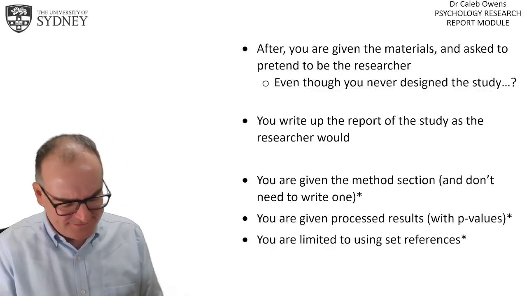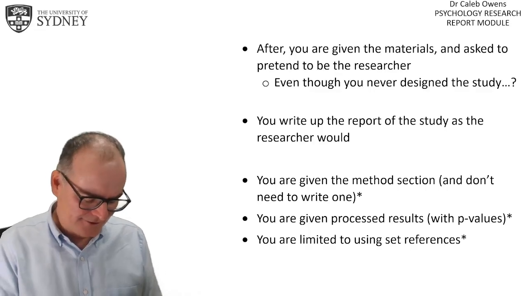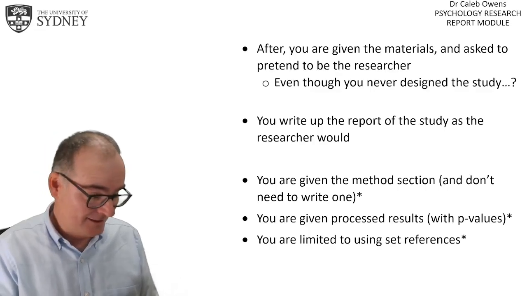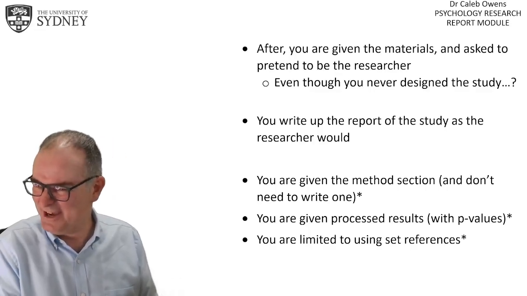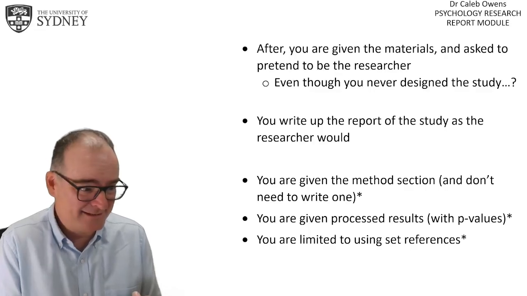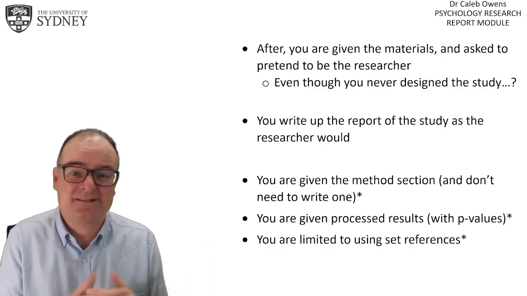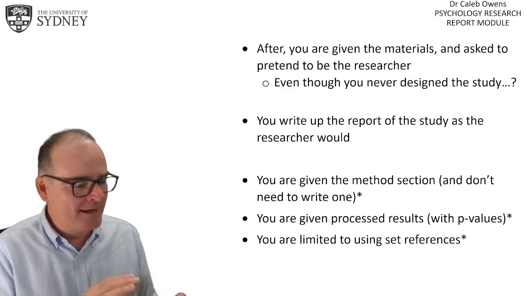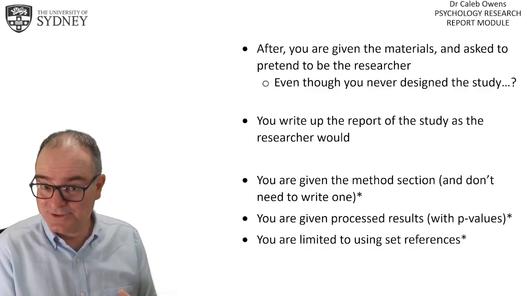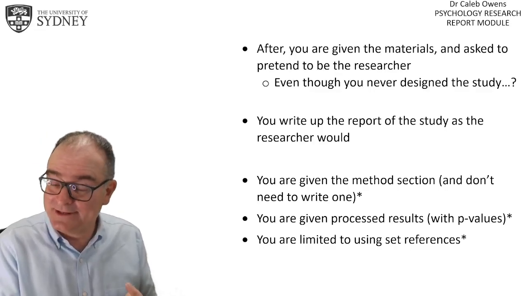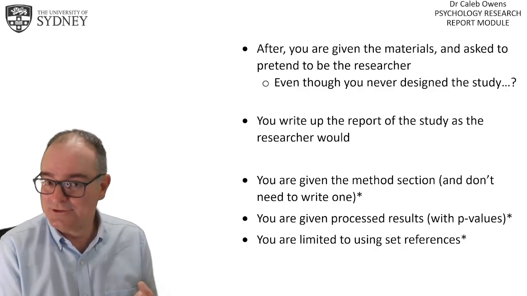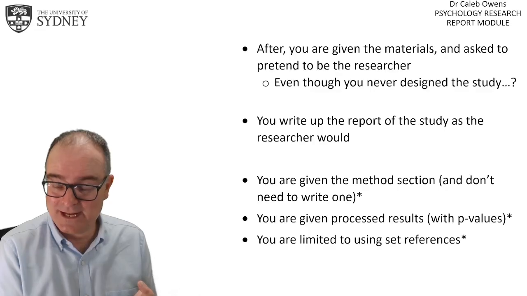Some other aspects of the assignment which may or may not differ across units of study. You're given the method section. You don't need to write one. That's certainly what I do. I don't want to give out marks for people for writing sentences like there were 600 participants. You can get AI to do that perfectly well these days anyway. And you're given processed results. That's what I like to do with p-values. But you never know, in higher level units, you might be asked to do your own statistical analysis or some basic statistical analysis.